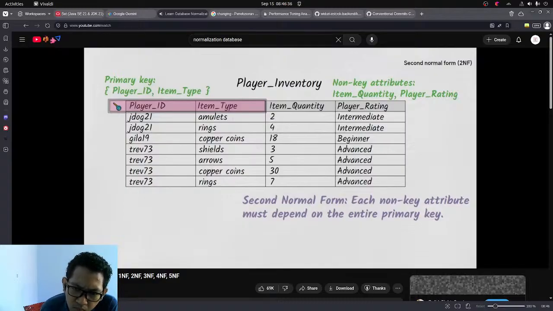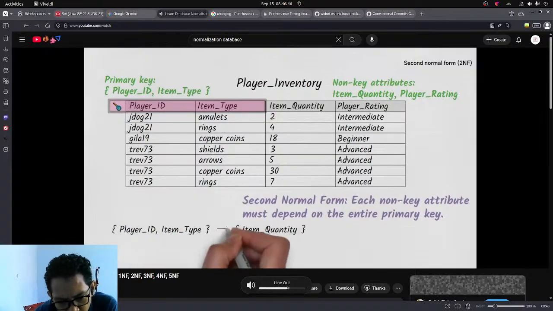Does item quantity depend on the entire primary key? Yes, because an item quantity is about a specific item type owned by a specific player. We can express it like this. The arrow signifies a dependency, or to give it its proper name, a functional dependency. This simply means that each value of the thing on the left side of the arrow is associated with exactly one value of the thing on the right side of the arrow.